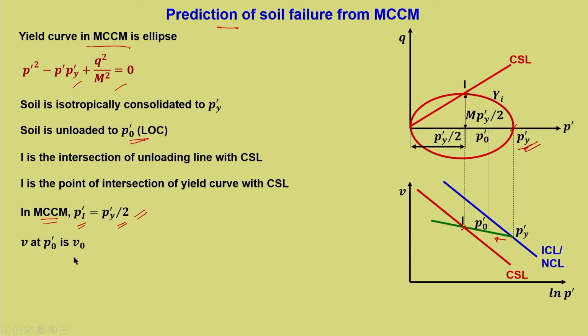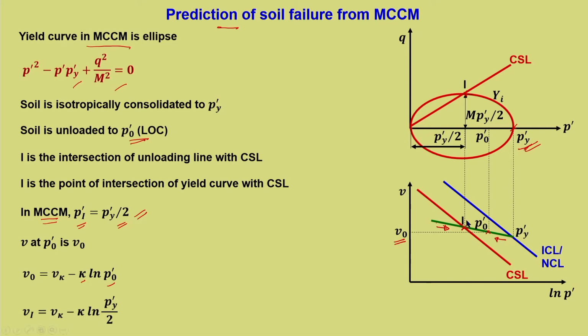v at p'0 is v0. This is the starting point, because we are starting with a lightly overconsolidated state. So, the v corresponding to p'0 is v0. We can write this particular point of p'0 as v0 is equal to v kappa minus kappa ln p'0, from the equation of the unloading reloading line, this particular line. So, v kappa somewhere here and minus kappa ln p'0.